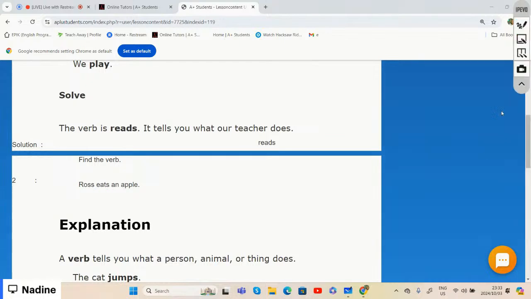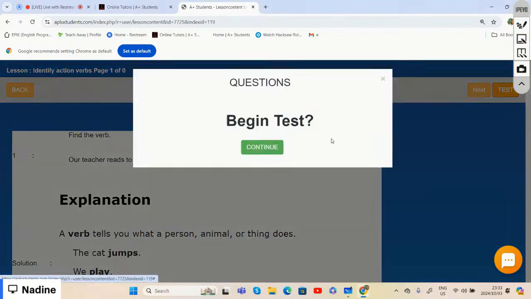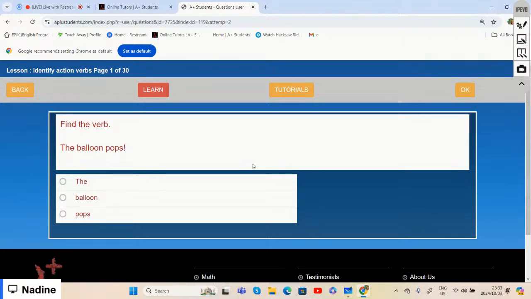All right, so now we're going to our test where we're going to identify action verbs. It says the balloon pops. What is the action verb within that sentence? The balloon pops. Is it option one, the, option two, balloon, or option three, pops? What is the action? What is taking place? What's happening?